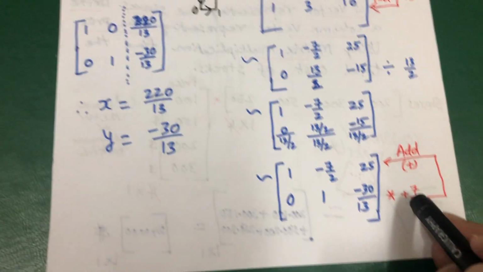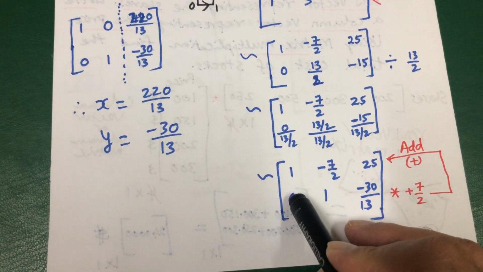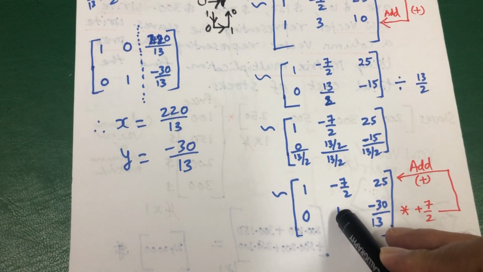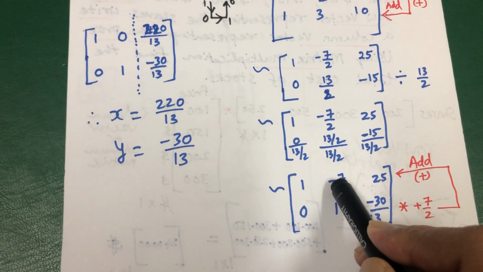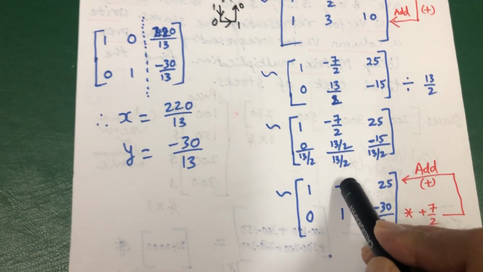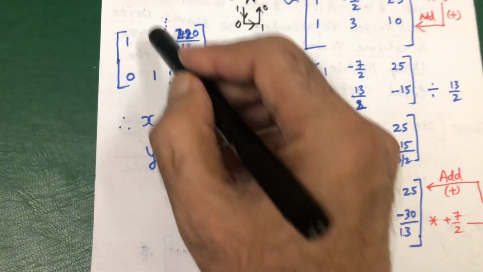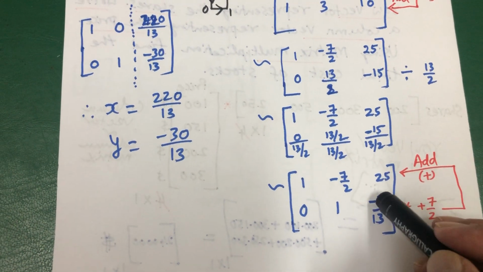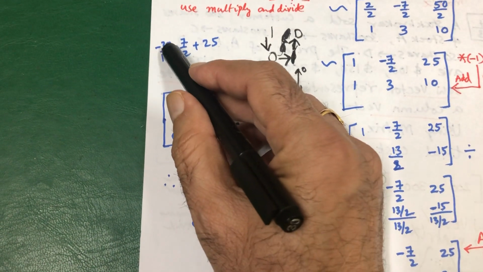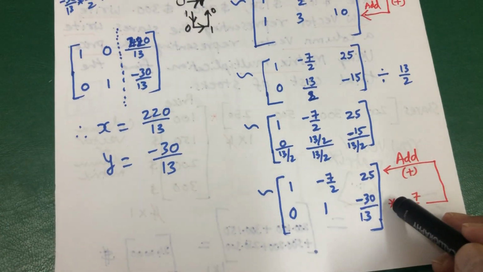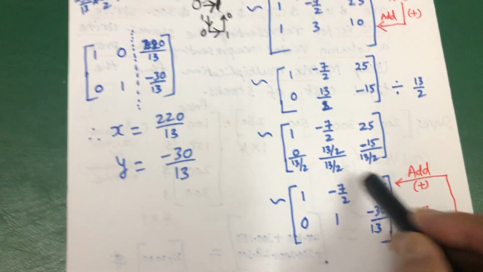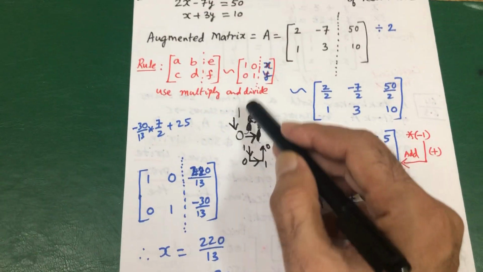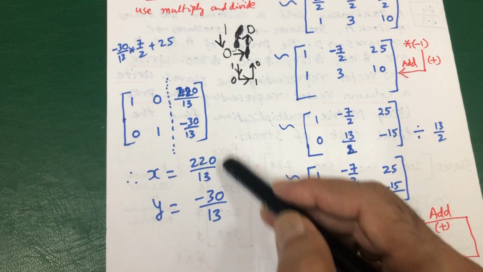Now first row. 7 over 2 multiply 0, how much? 0. 0 plus 1 is 1. Now 7 over 2 multiply 1 is plus 7 over 2, added to minus 7 over 2. They will cancel and you get 0 here. Right? And then this 30 over 13 multiply 7 over 2, I write here 13 over 13 plus 7 over 2. And after adding, you add this number 25. Here you get 220 by 13. So this is your x and y. This will be your answer.